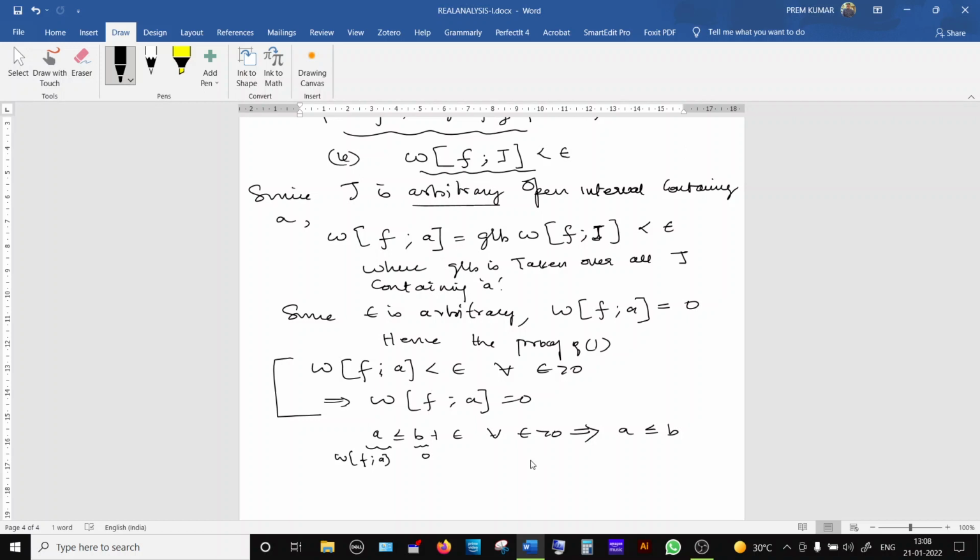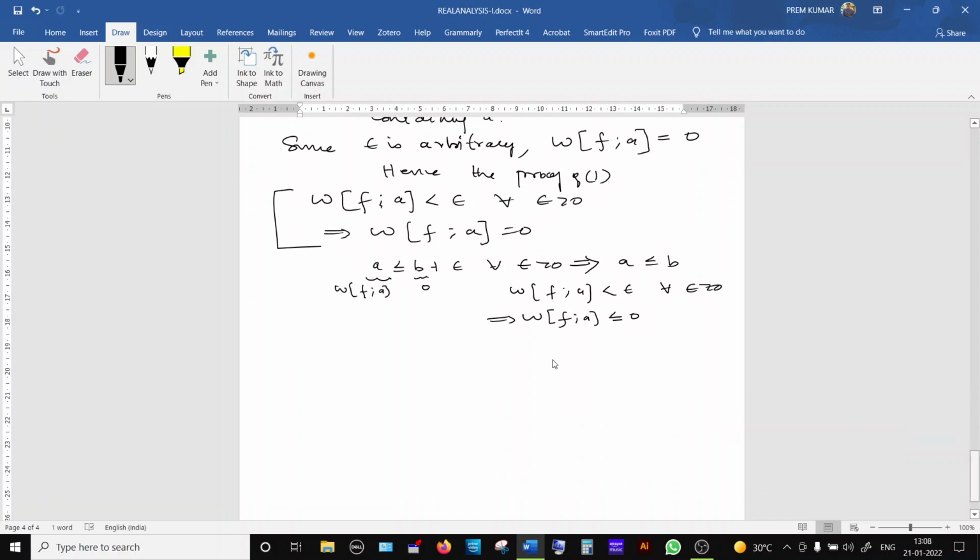So this implies that omega f; a is less than epsilon for every epsilon greater than 0. This implies this should be less than or equal to 0. But always omega f; a is greater than or equal to 0. Therefore, these two things imply that the oscillation of f at the point a must be equal to 0. So like this you can understand.